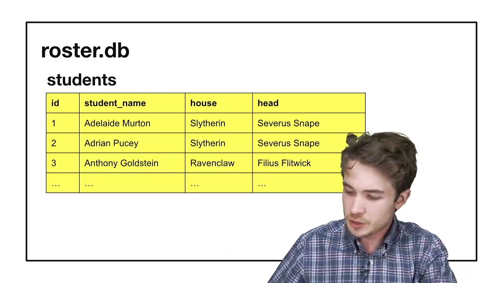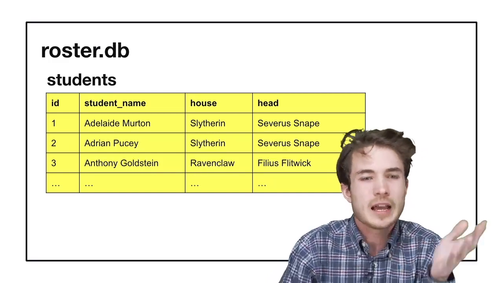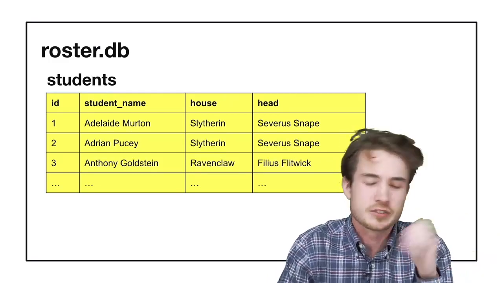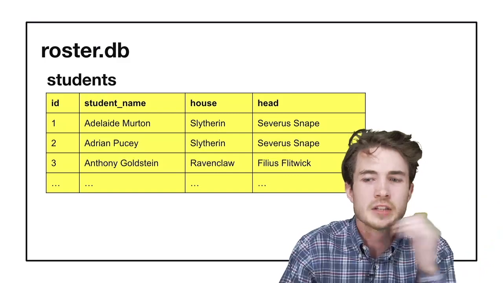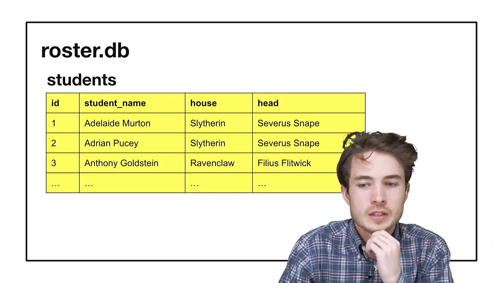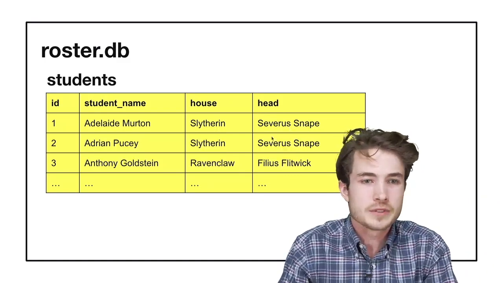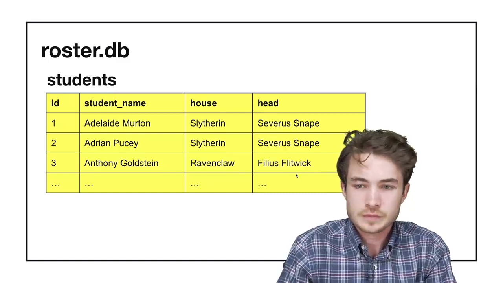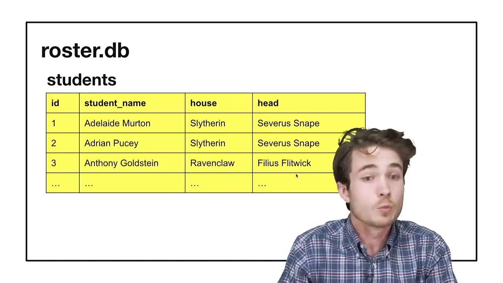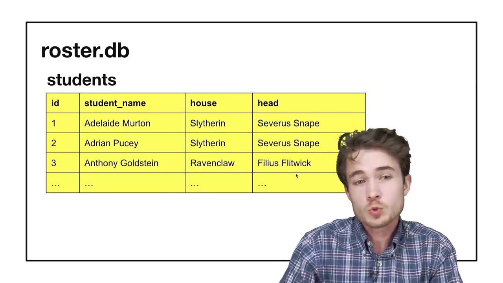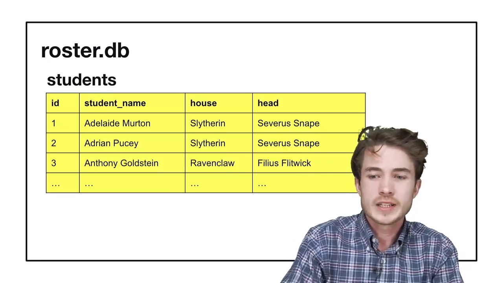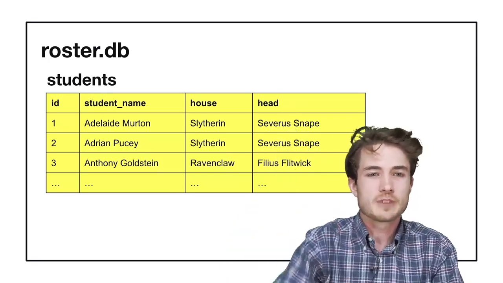So let's say I just wanted the student names. How could I get the student names from this list, just disregarding the house and the head and whoever else is in this database? How could I just get student names? I'm seeing some where, and that is true. We could use where for other cases, but here I just want to get all of the student names from this roster.